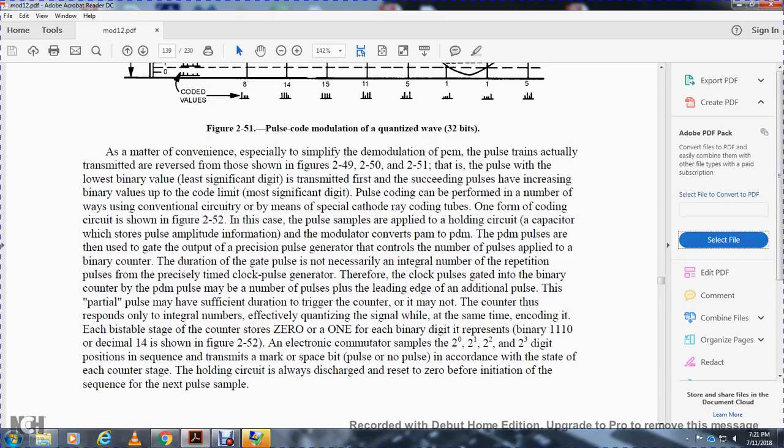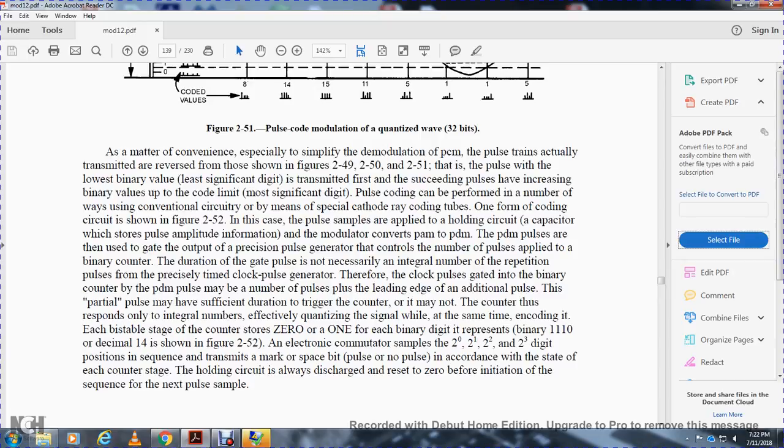Therefore, the clock pulse gated into the binary counter by the positive duration modulation pulse may be the number of pulses plus the leading edge of an additional pulse. This partial pulse may have significant duration when it triggers the counter, or it may not. The counter thus responds only to the integral number. The effect is quantizing the signal while at the same time encoding it, with each bistable state of the counter storing a 0 or a 1.